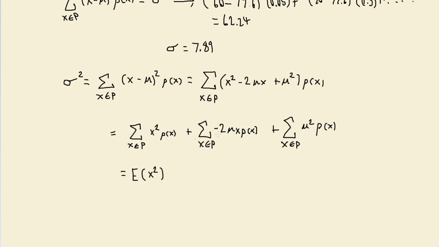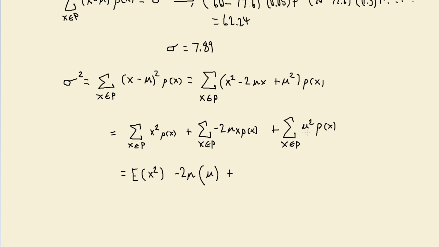So this is going to be negative 2 mu, the constant, multiplied by the sum across all the elements in the population of x multiplied by the probability of x. Well, that's just negative 2 mu times the sum across all the elements in the population of that element multiplied by the probability of that element occurring. That's the same as the expected value of x, or another way to put that is the mean. The expected value and the mean are the exact same thing. So this is going to be negative 2 mu times mu.